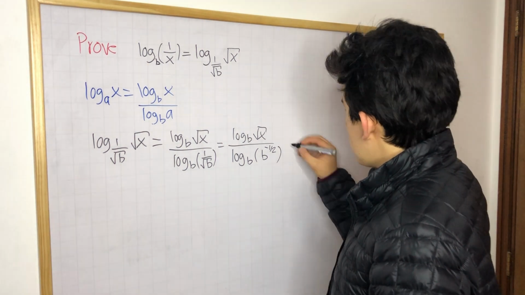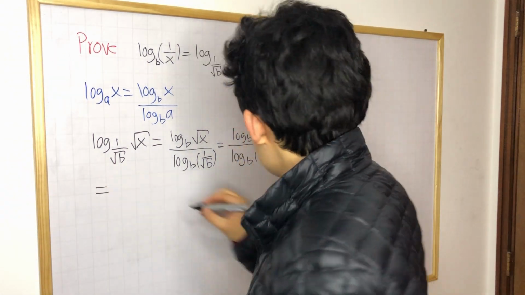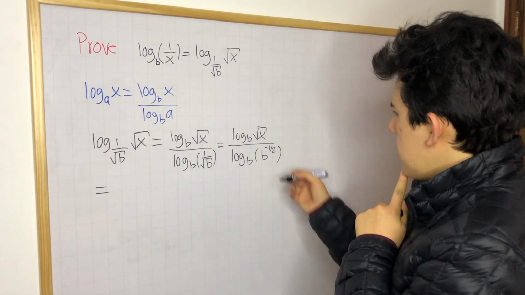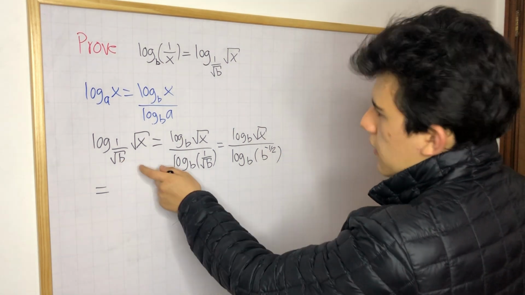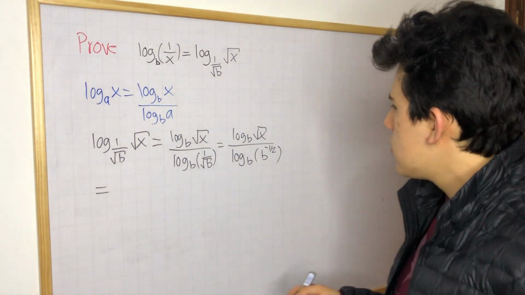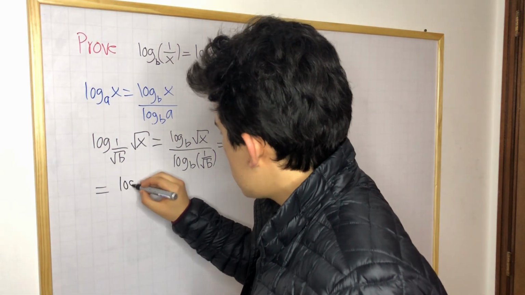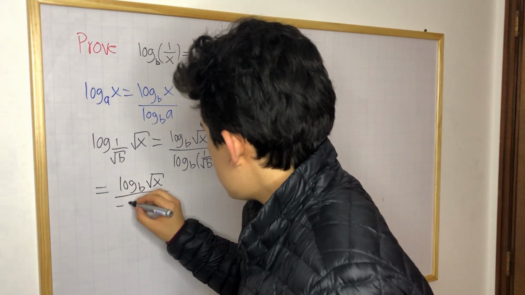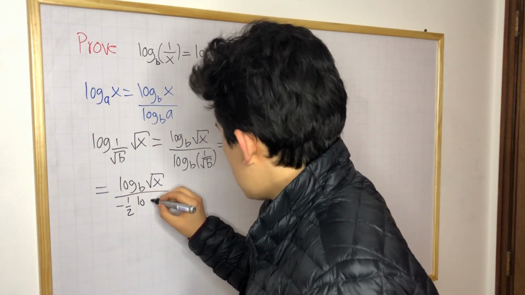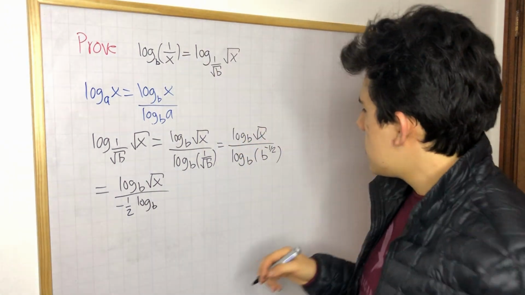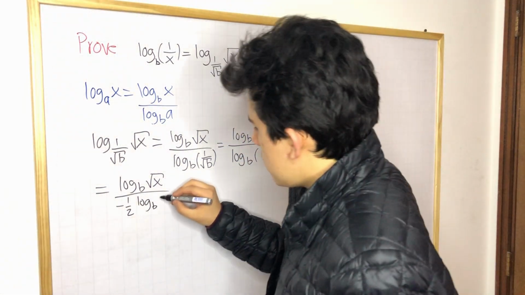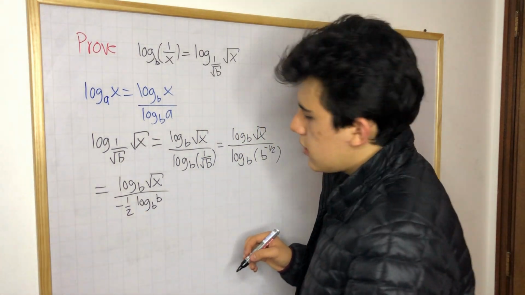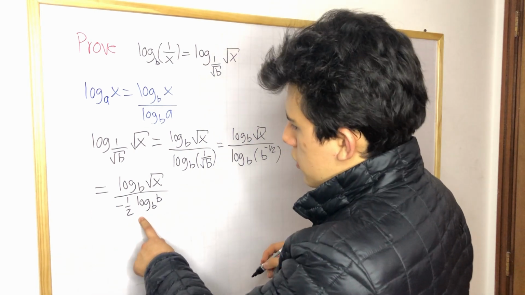Now with this, I believe you already know what we can do. We're going to bring that to the front, so we can simplify this a bit more, and then plug this value into the original equation and see what else we can do. So this is just going to be log base b of square root x over minus 1 over 2 log base b of b, and because it is log base b of b, that is just simply 1.